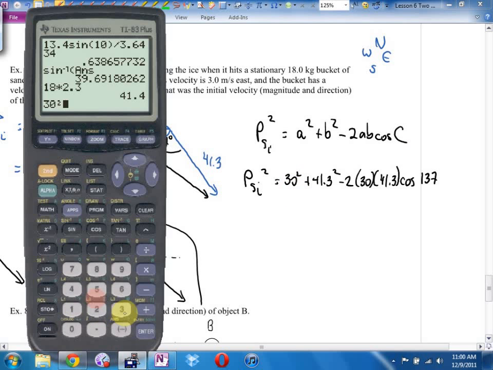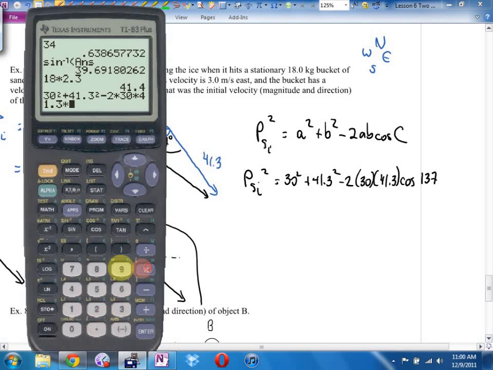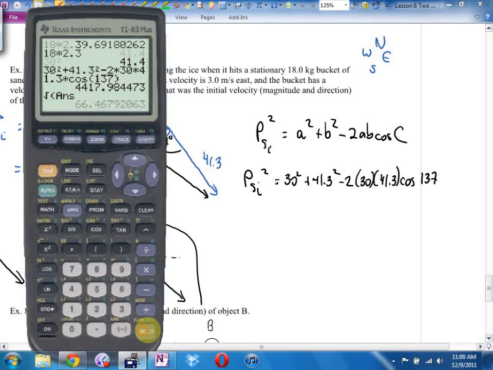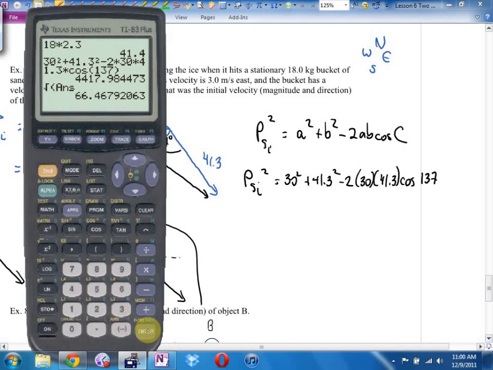What the? It's traveling 4,000. Oh, no. That's the square root, right? Oh, and that's not its final velocity anyway. That's its initial momentum. 66.468.